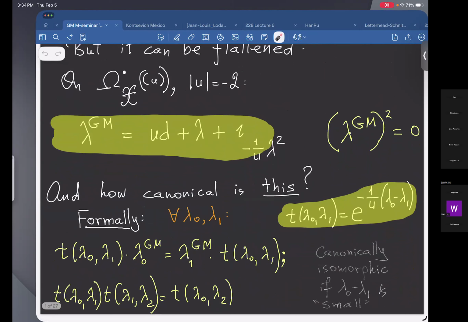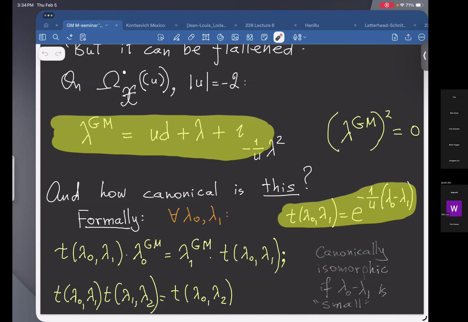Now, how canonical is this procedure, and in what sense? Formally, it's canonical. It's independent of lambda. Namely, if you have two... Boris, sorry, your D is what? D is the de Rham differential, yeah. And lambda is an odd derivation of the functions, therefore of forms as well, and you can flatten it by adding this term.